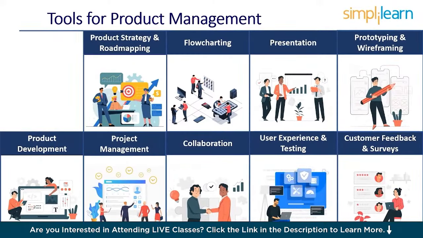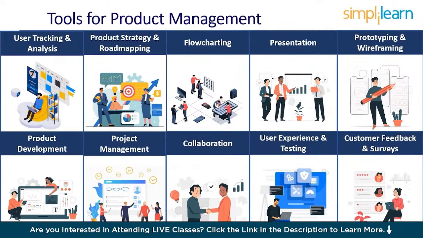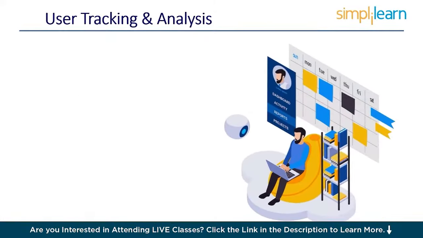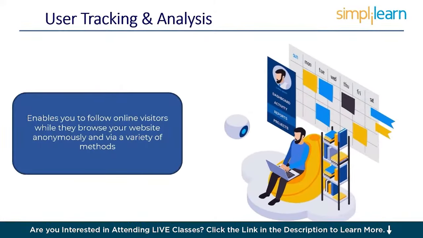The very first function of product management is user tracking and analysis. User tracking enables you to follow online visitors while they browse your website anonymously and via a variety of methods. A product manager's research creation process includes user tracking in terms of analysis. A wide range of tools is accessible for tracking and gathering data about the demands of the user for the product. These tools may be quite useful for gathering information and understanding how users of your software or visitors to your website interact with your offerings and content.